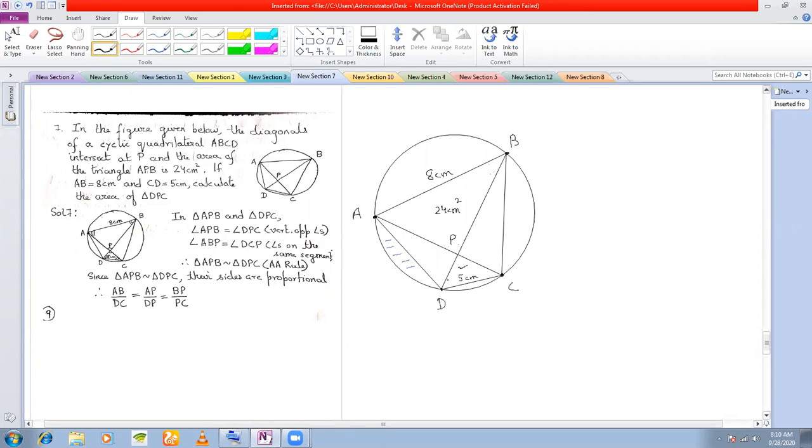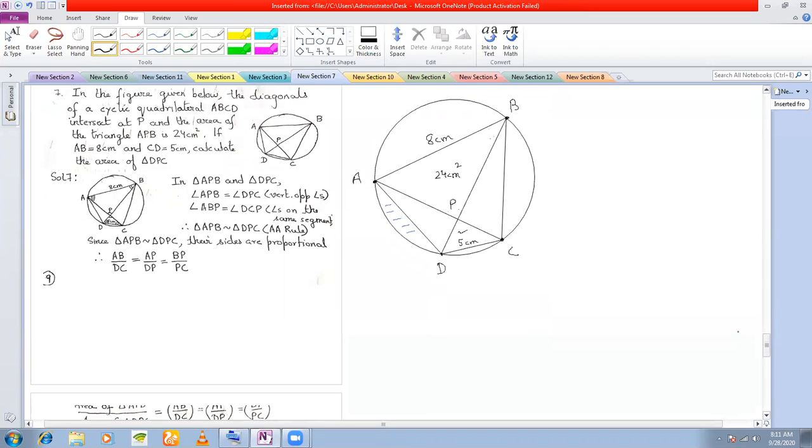If you remember your type 1 figure from when I was discussing similarity, if you look at these two triangles, they look like your type 1 figure. Also, these two triangles look like your type 1 figure. Now the question is, which pair of triangles am I interested in? The pair I'm interested in would be the pair in which I know at least one side.